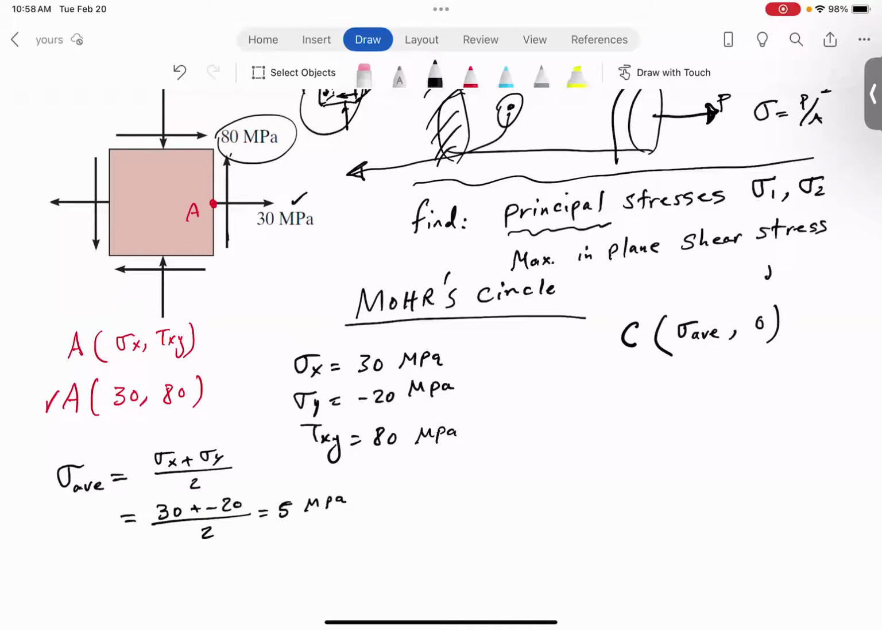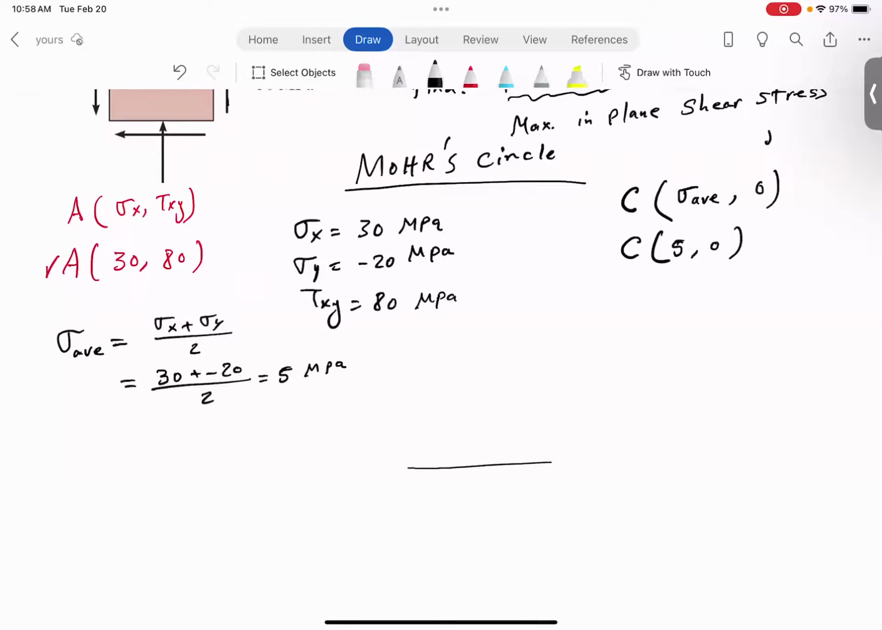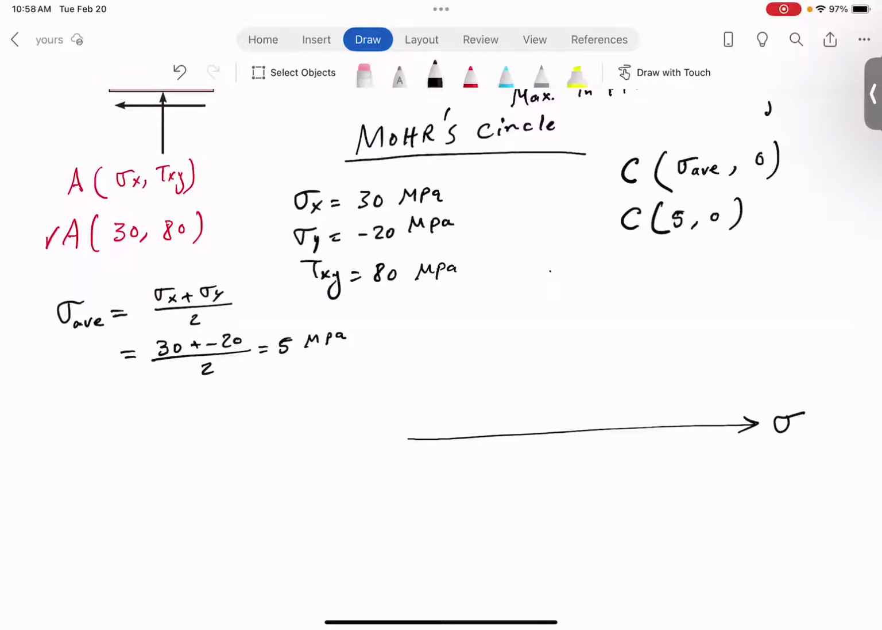So the center has coordinates of sigma average and 0. In other words, the center always falls on the horizontal axis. So the center has the coordinates of 5 and 0. This would be good enough for us to draw our Mohr circle. Now, you've got to be careful. The positive sigma axis is to the right, but the positive tau axis, because of the notation that we use, is downward. This is positive tau and this is positive sigma. So let's go ahead and locate the center. The center is very close to the tau axis, right? Only 5. And then the coordinate of 30 and 80 for point A. So I'll say this is 30 and positive 80.